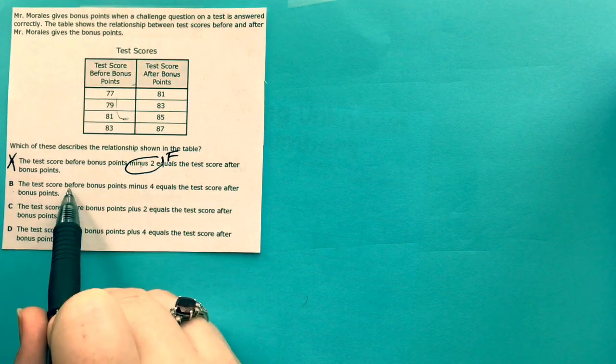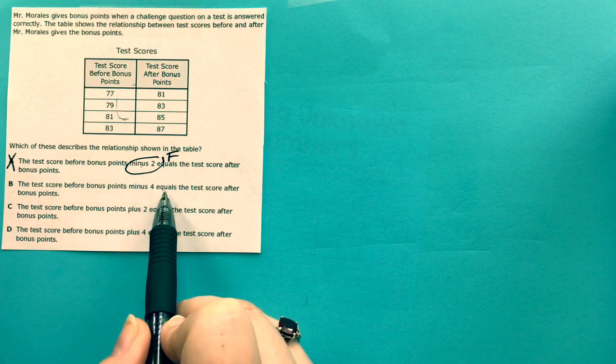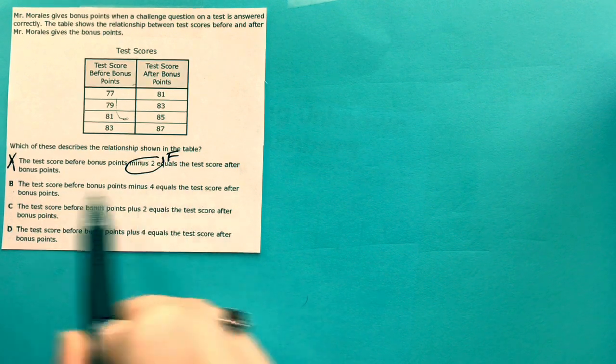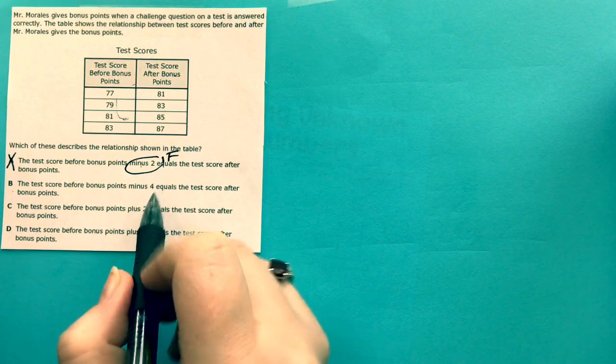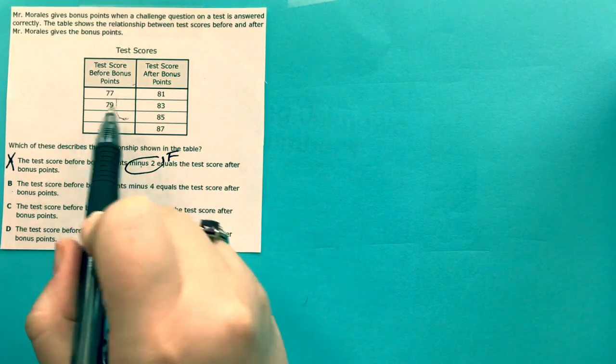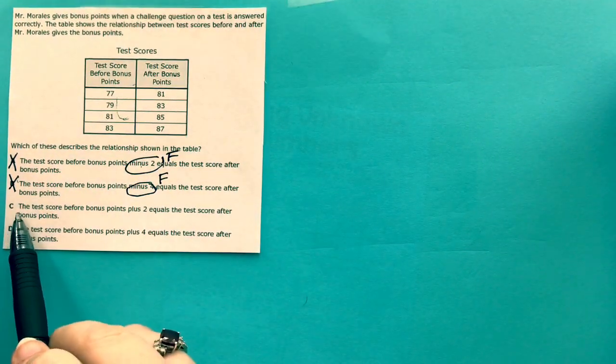So B, the test scores before bonus points, we're still looking at before first, minus 4 equals the test scores after bonus points, okay? Again, minus 4, we don't want to have to subtract when we get a bonus question right. So this minus 4 is also false. Okay, so let's look at C.